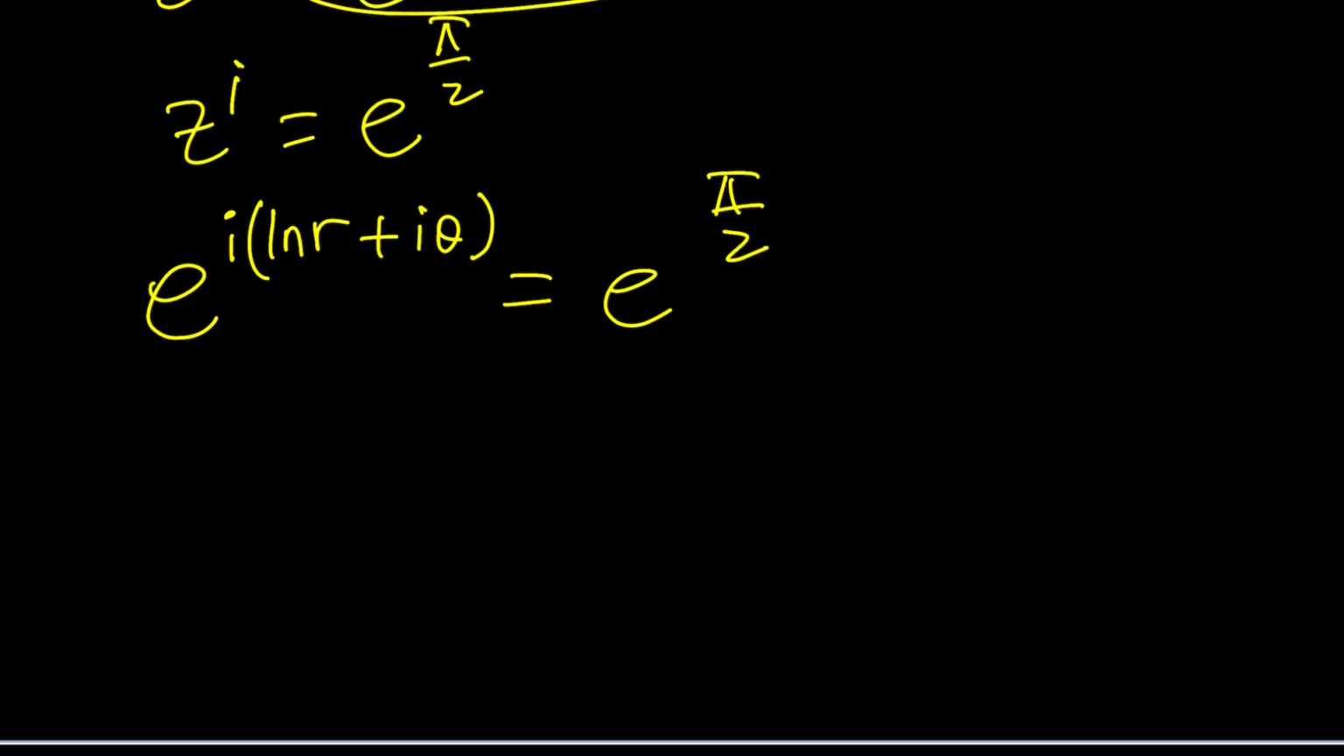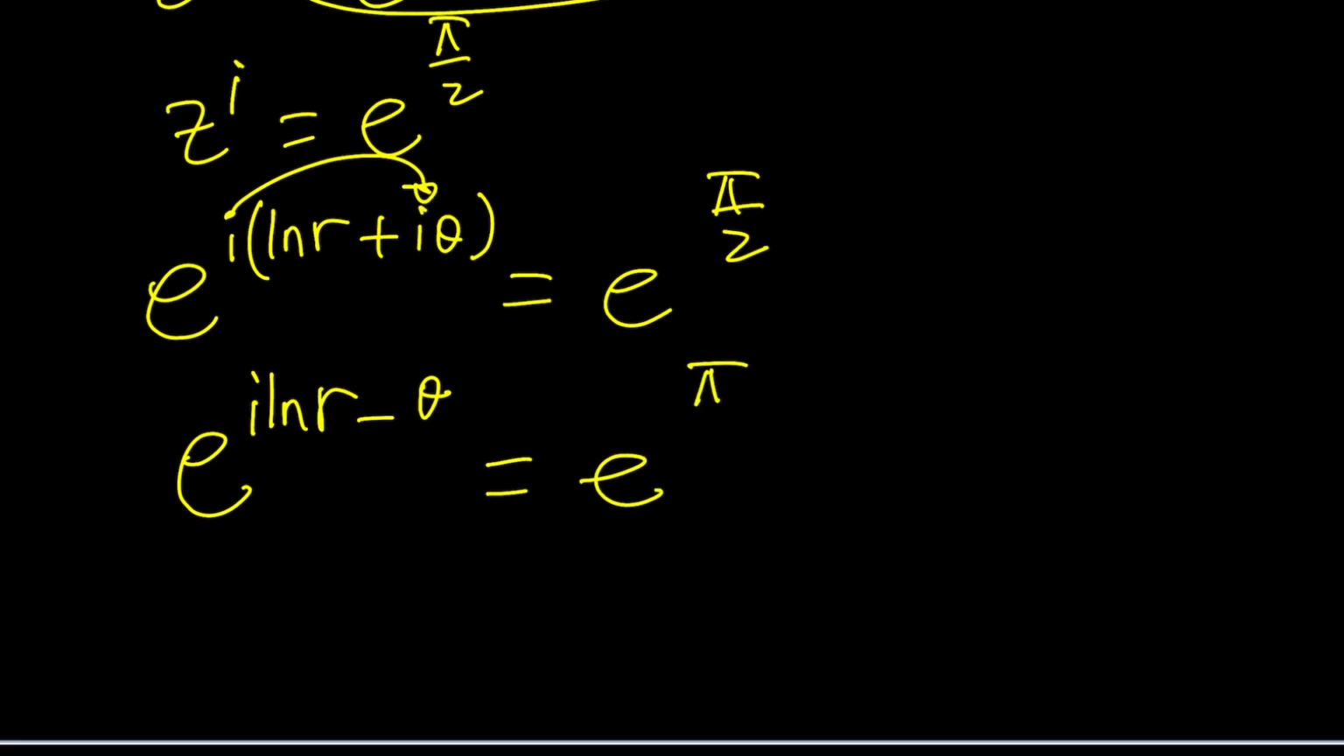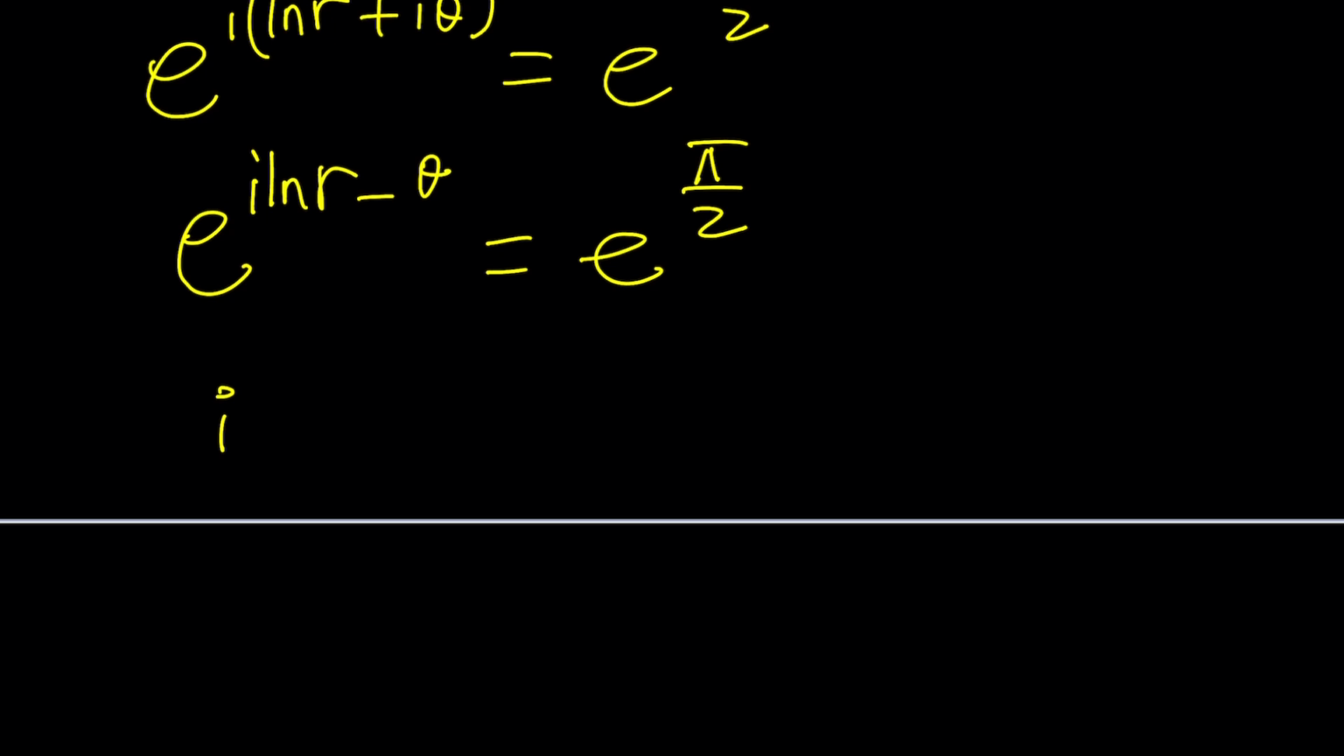We can distribute: e to the power i ln r, and then i times i is i squared. Like I told you earlier, i squared is -1. So this is just going to be e to the power i ln r minus theta equals e to the power pi over 2. Nice. But how do you handle something like this? Easy. You just take the natural log of both sides and set them equal to each other. i ln r minus theta is equal to pi over 2. Now we have two unknowns, but don't worry about it because we have complex numbers on both sides and we're going to be able to solve for r and theta at the same time.